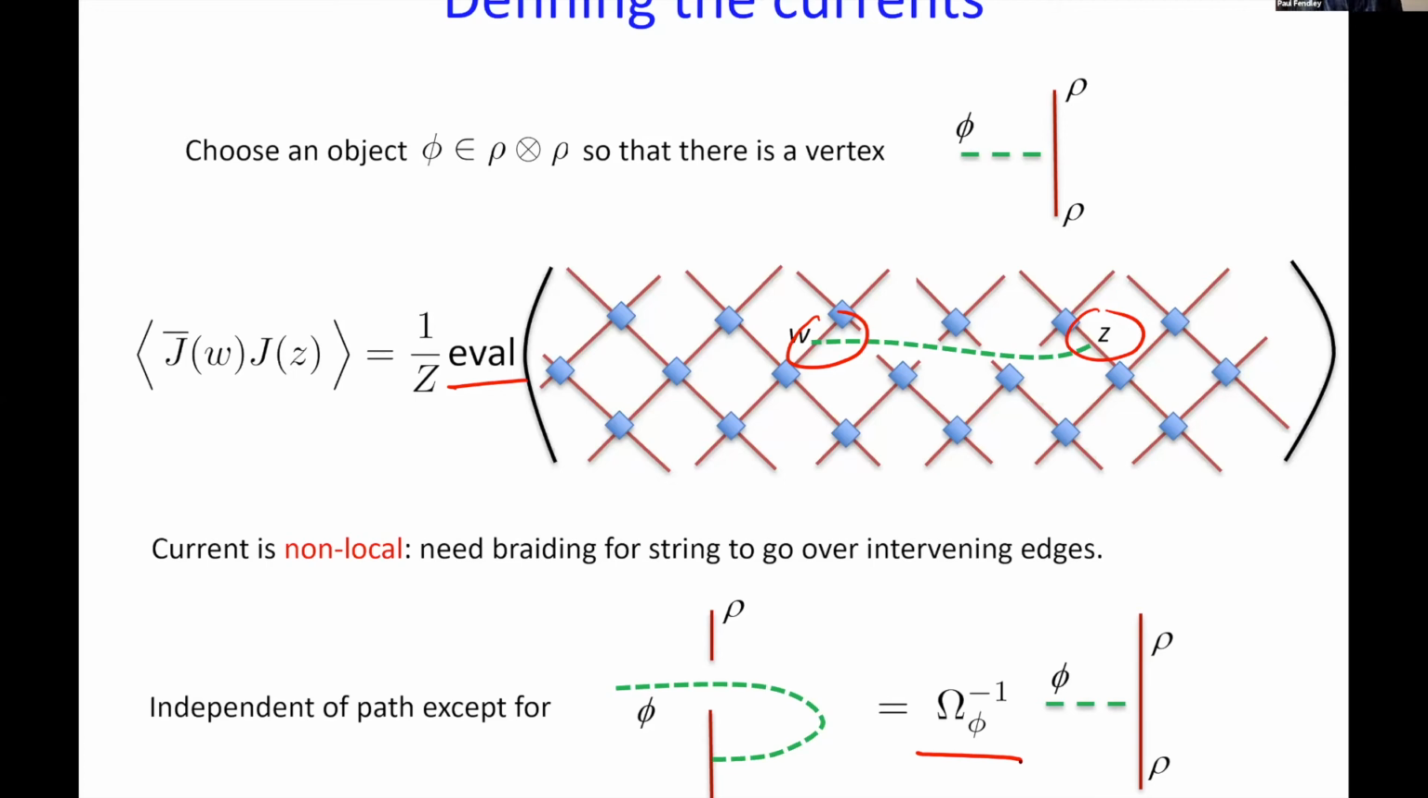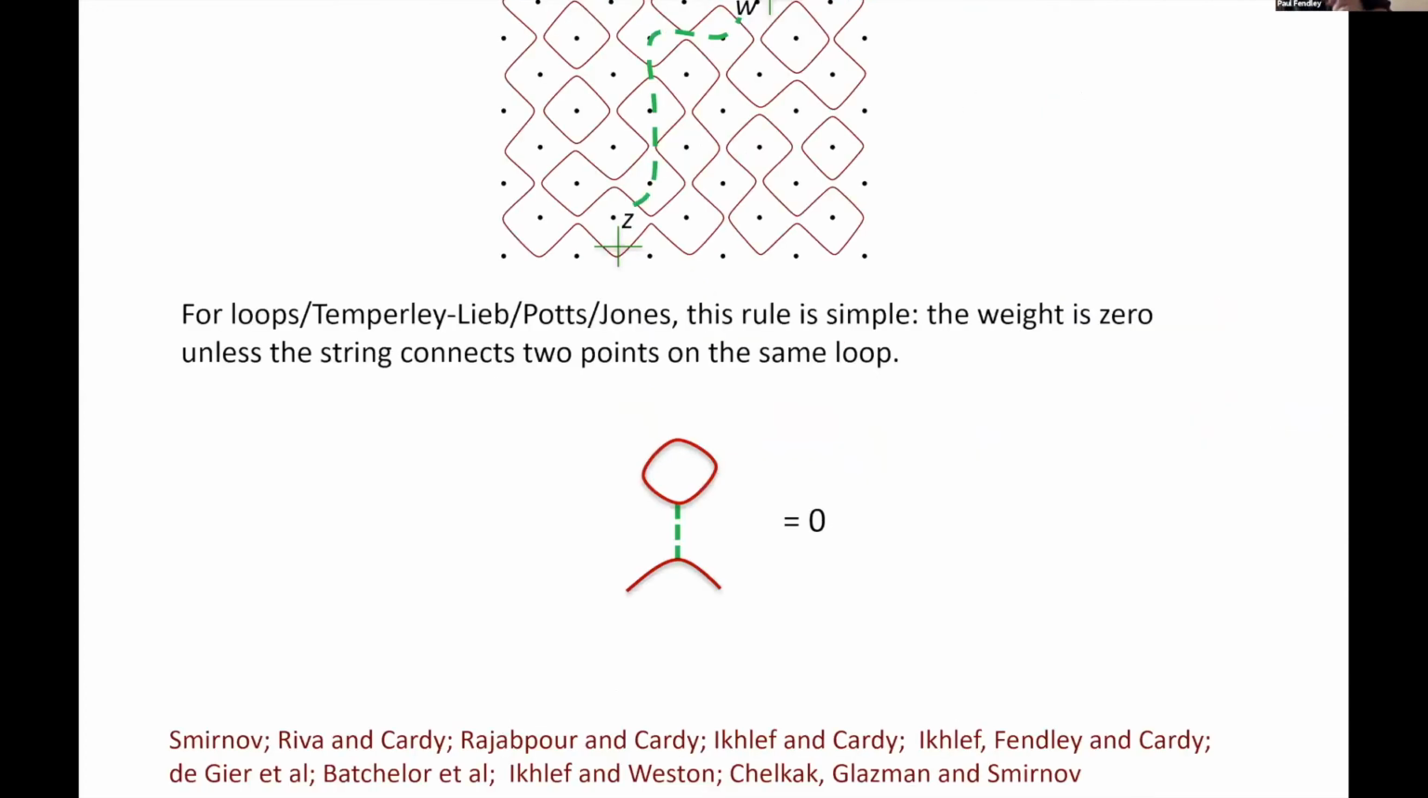And yeah, so notice what I've done, you can think of this as sort of flipping this over the plane there. So that's a definition. Okay, let me just tell you very quickly what this definition is in the loop models.